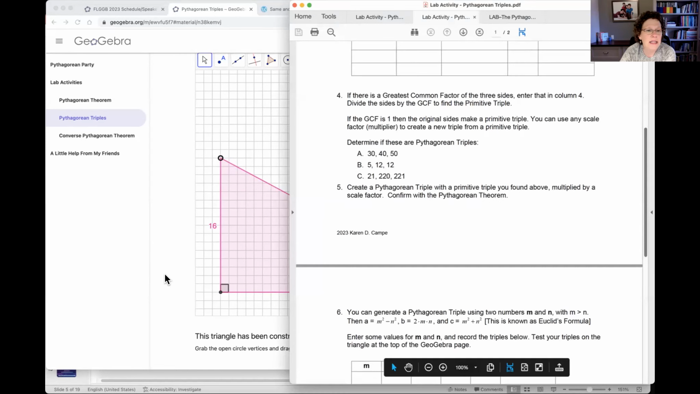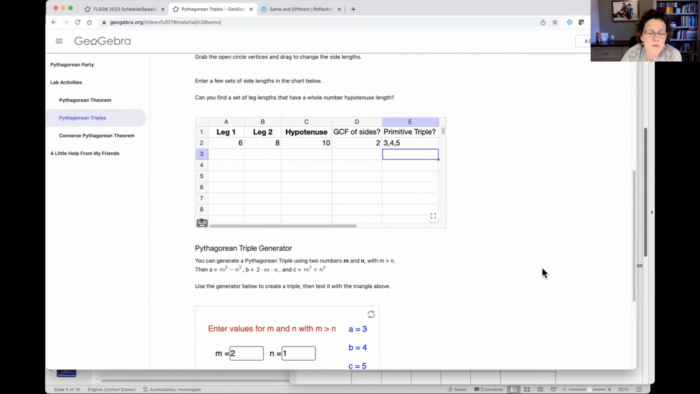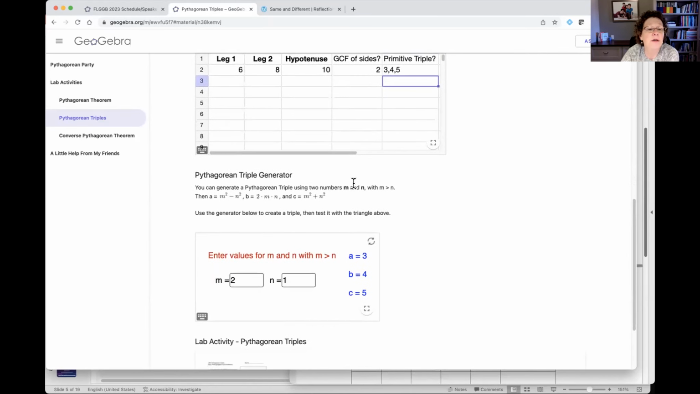And the last part of this lab activity was really fun. There is a formula to generate a Pythagorean triple. It's Euler's formula. If you use two numbers, m and n, as long as m is larger than n, you can create a triple. You can enter these numbers into an input box here.